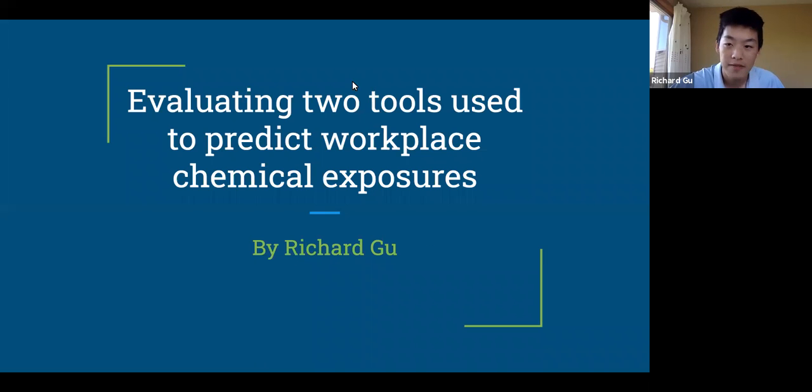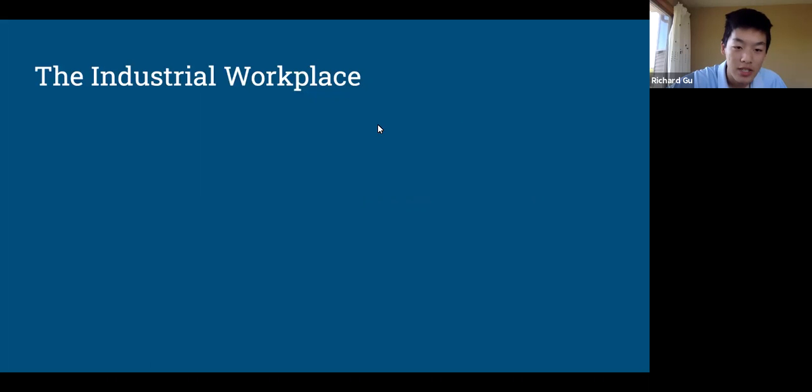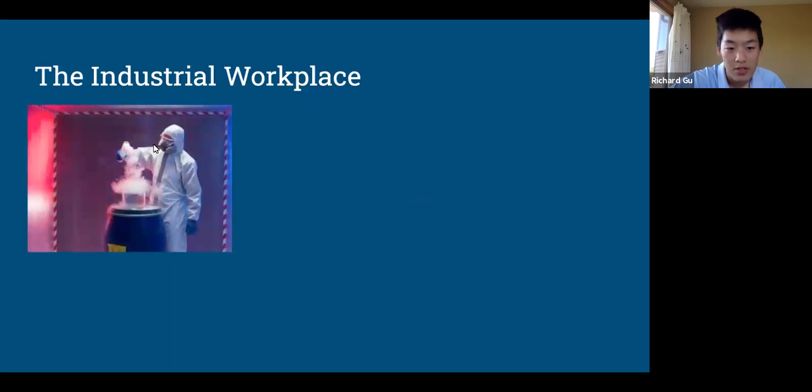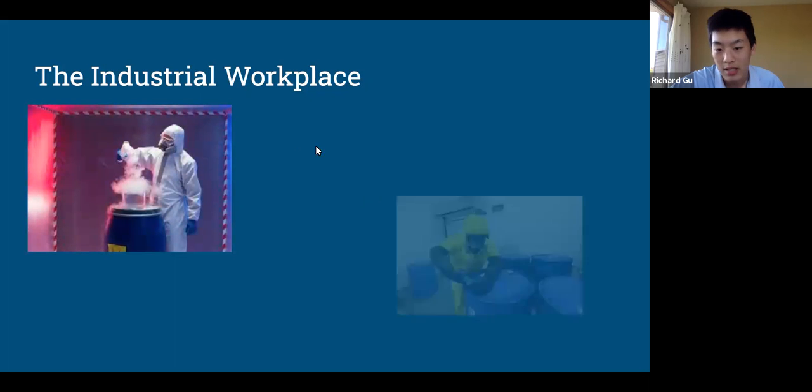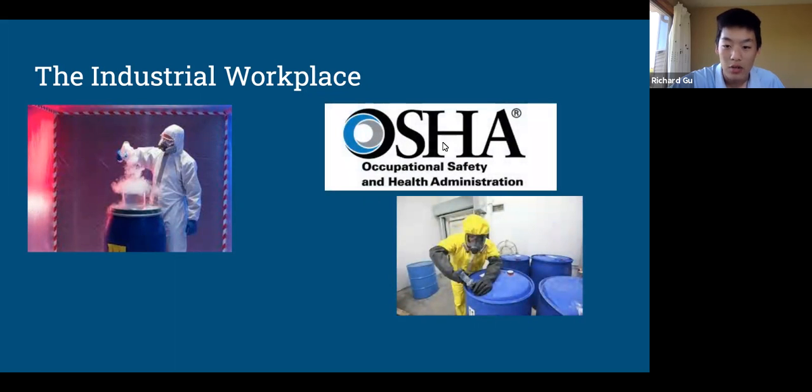Okay, so I focused on the field of industrial hygiene, and my topic was evaluating two tools used to predict workplace chemical exposures. So a bit of background information on the field. Typically there's going to be some chemical exposures in workplaces that might result in bodily harm to workers. And as a result, organizations such as OSHA come together to develop regulations concerning these tasks.